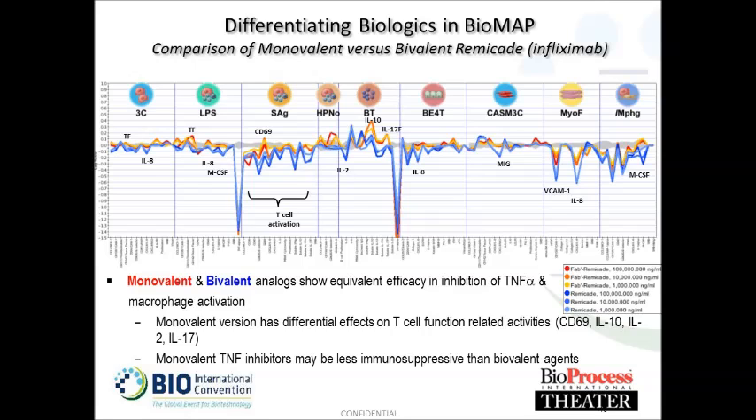And what you can appreciate is that the profiles differ in terms of their, certainly they're equivalent in terms of their ability to inhibit TNF, these large peaks here and here, and macrophage activation, right, almost overlapping, but different in their ability to affect T-cell function, right, things like CD69, IL-10, or IL-17 production, right? So one conclusion from this is that these monovalent TNF inhibitors may be less immunosuppressive than bivalent agents, and that could be an important aspect of your clinical development plan, right? Improving on the selectivity or the pharmacology of an existing molecule.